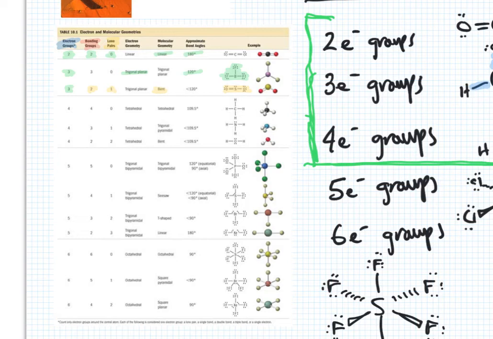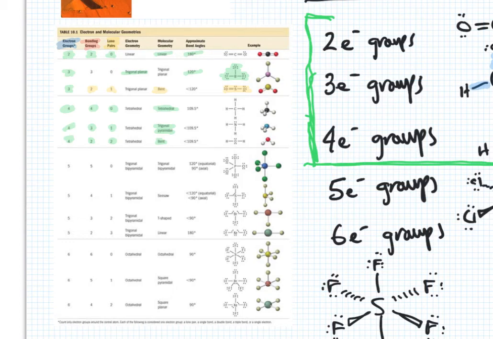And if we have 4 groups, we have 3 different possibilities. 4 bonds, 3 bonds, or 2 bonds, and then that would be 0 lone pairs, 1 lone pair, or 2 lone pairs. And we call this tetrahedral, trigonal pyramidal, and bent. And I've given you 3 different examples of that: water, ammonia, and something like CH4.